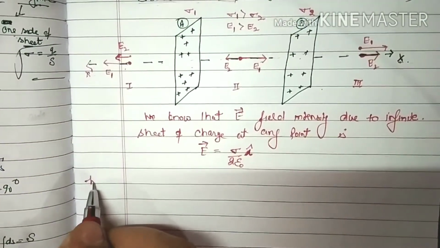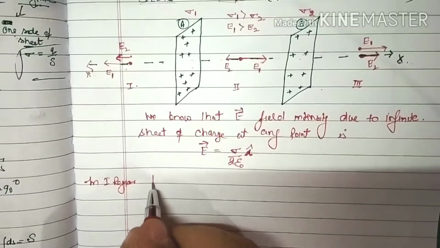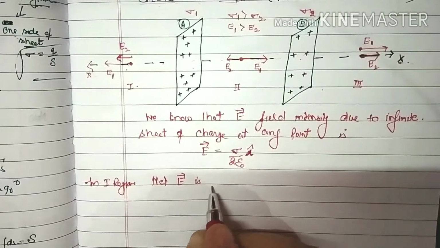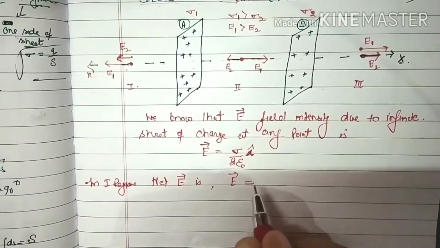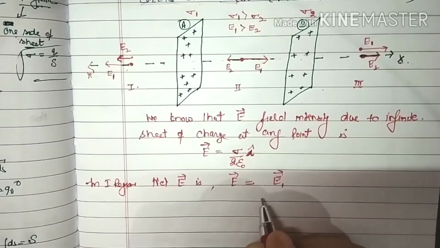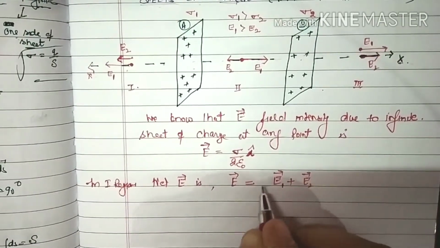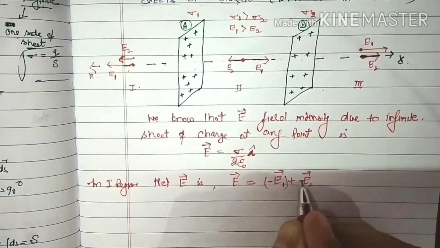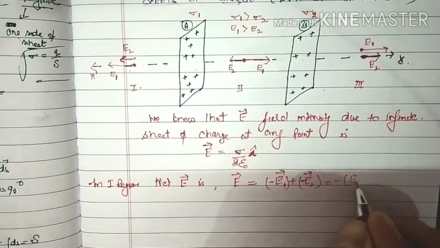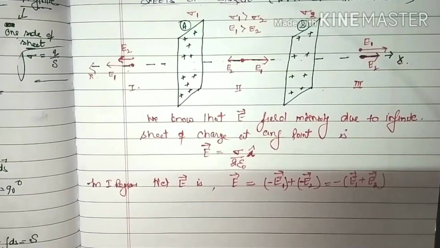So in the first region, the net electric field is E1 plus E2, but the direction is both along the negative x-axis. Then we write minus (E1 plus E2). I think this is clear.